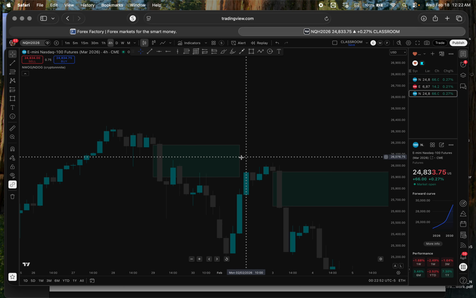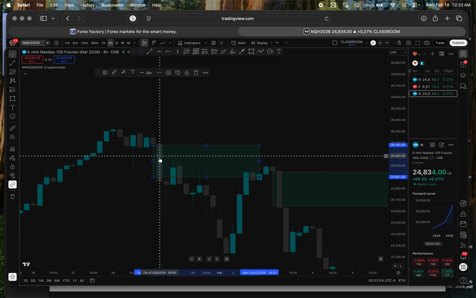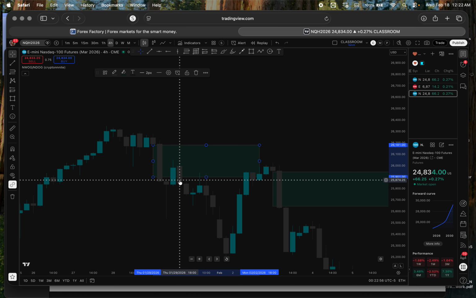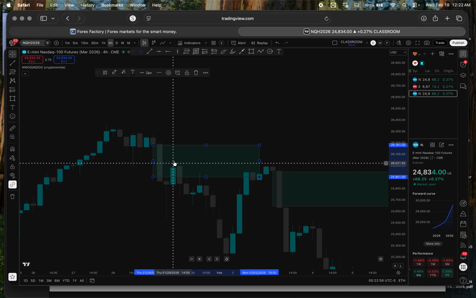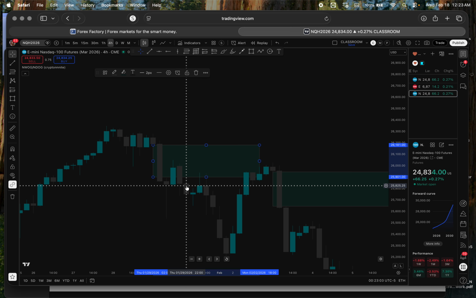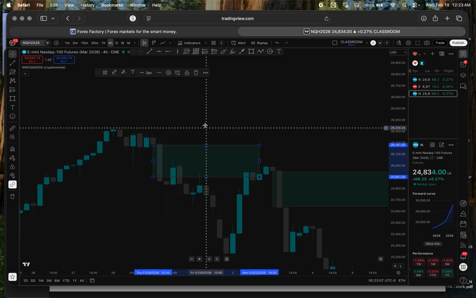Once you do that, you stretch it out a little bit. And now I'm looking for any subsequent candles that enter in. Right off the bat, the fourth candle enters in, the fifth candle enters in, and it comes out, I'm entering my trade. Because this is a validated fair value gap.